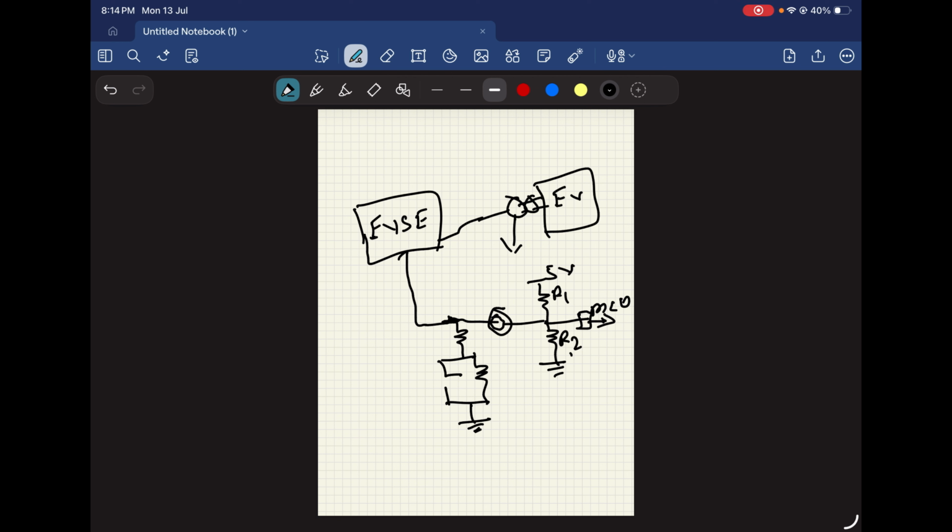Once this connector is connected, in some charging stations this switch will close, then only one resistor comes into the picture. Some charging stations have these two resistors. Now we will consider only one resistor. Here R3: whenever this connector is connected properly, R2 and R3 are in parallel, so the voltage generated here will change and reduce to some value.